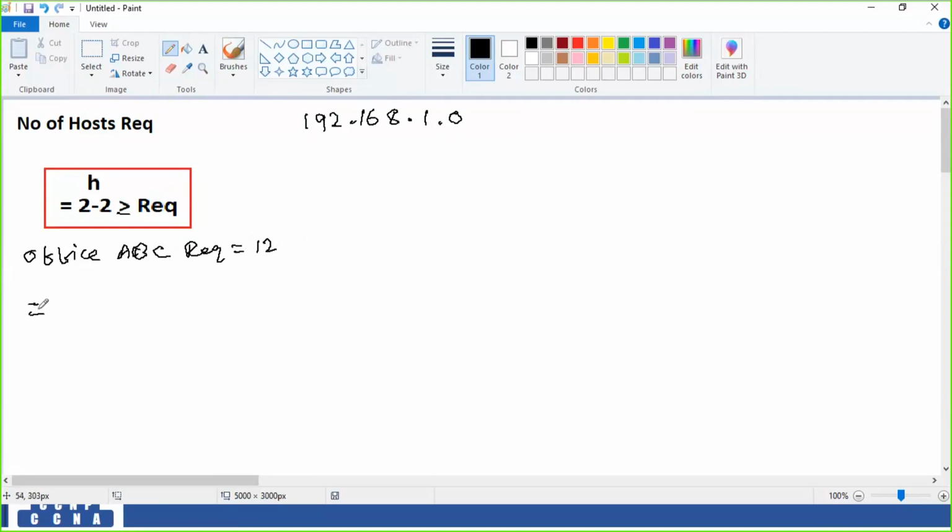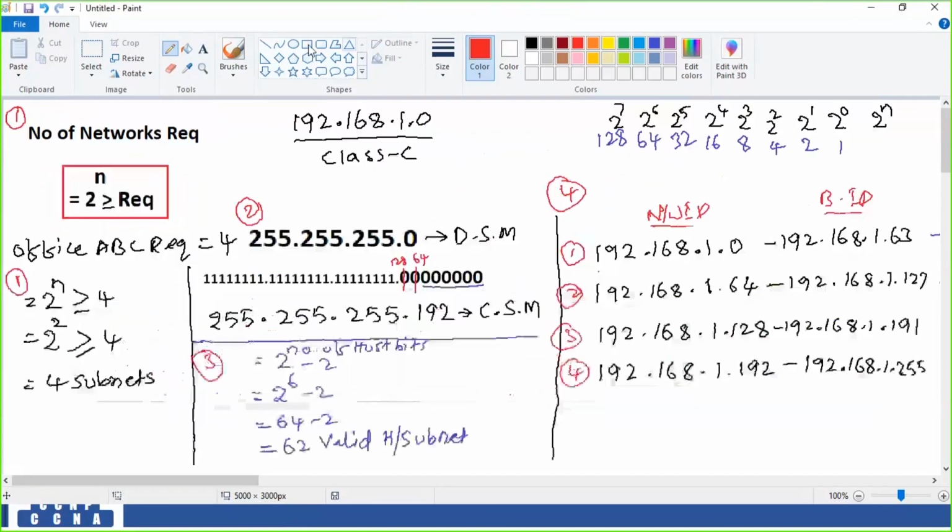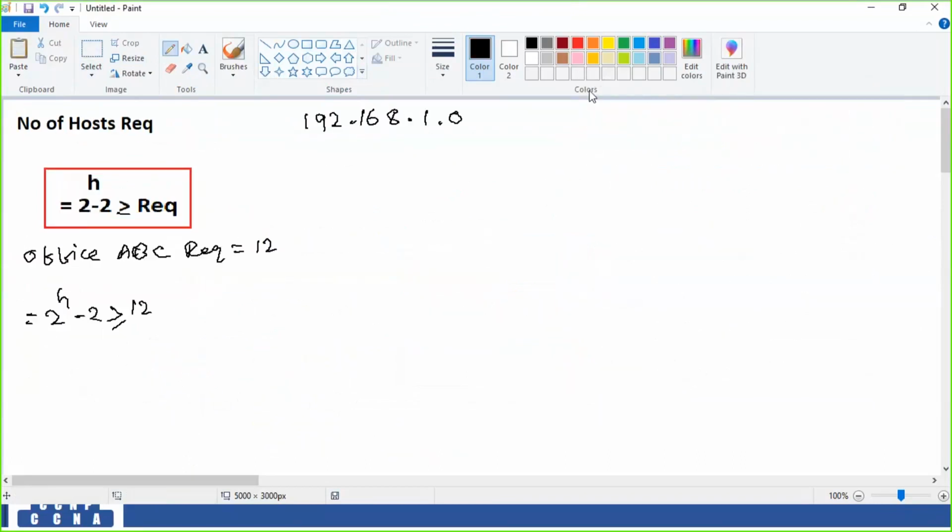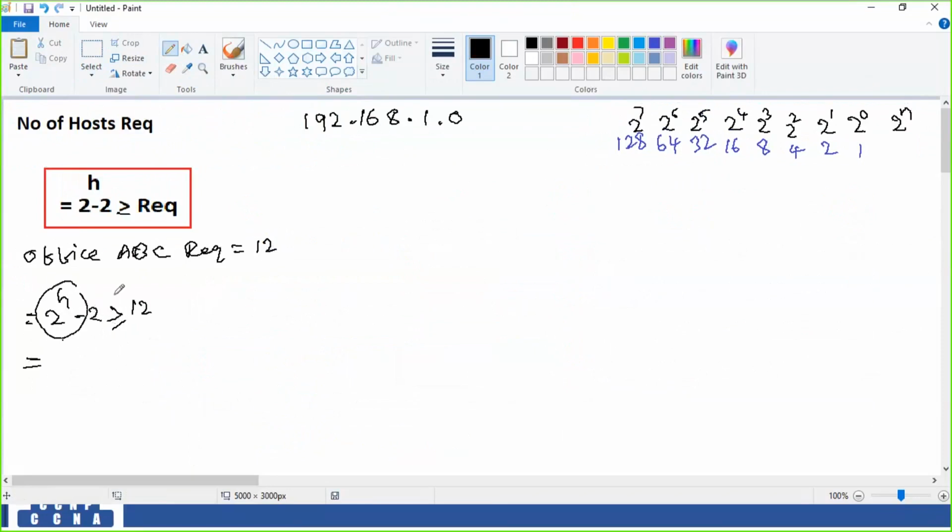Let us implement the formula: 2 power h minus 2 greater than or equal to the requirement, which is 12. Let me take this power table. Always use this power table for reference purposes. So what h value will satisfy the requirement? It should be 2 power h minus 2, and this value should be greater than or equal to our requirement.